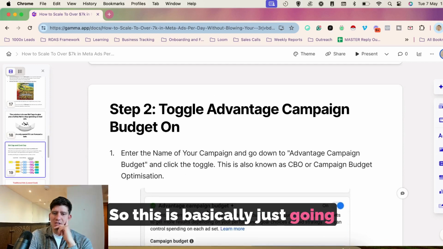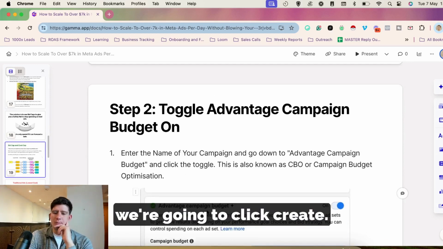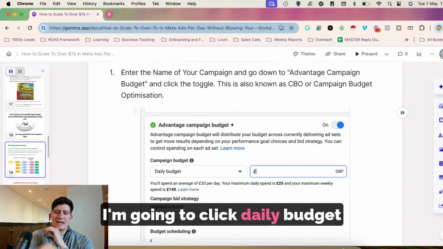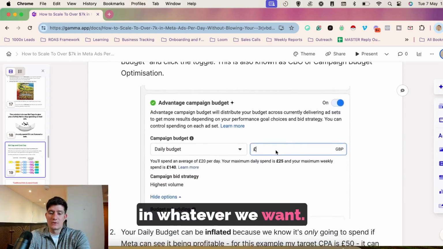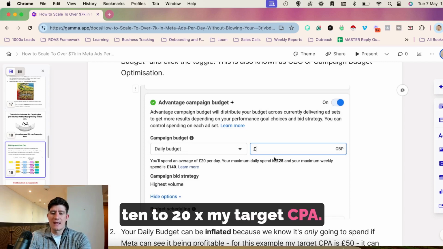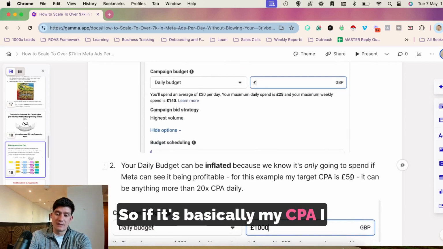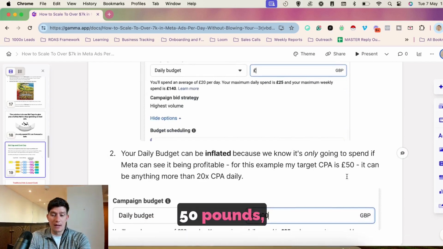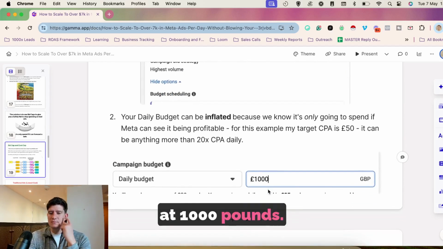So this is basically just going back to the campaign setup. We're going to click create. I'm going to click daily budget and we're going to put in whatever we want. I normally focus on 10 to 20x my target CPA. So if the CPA I want is anything under £50, I'm going to put my budget at £1,000.